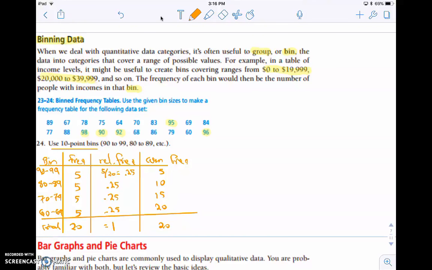So that's just a brief overview of how you will be binning data and putting them together in what we can call classes, which is another term you'll hear frequently.